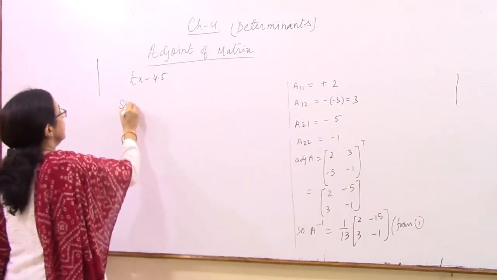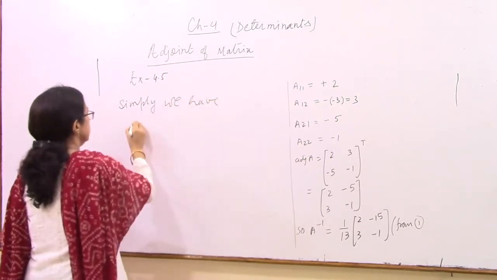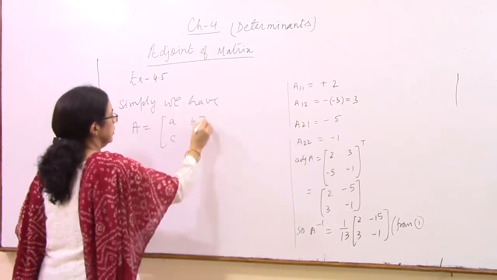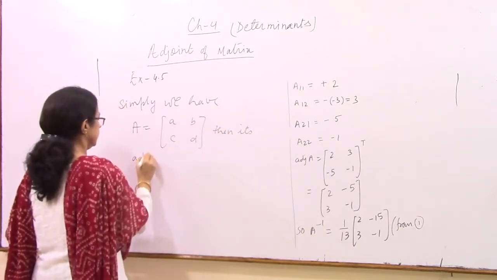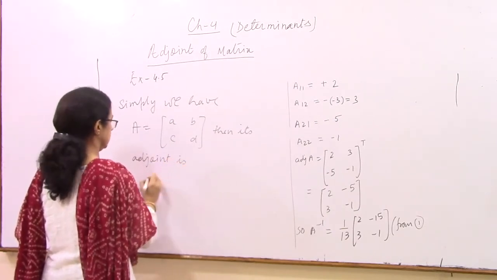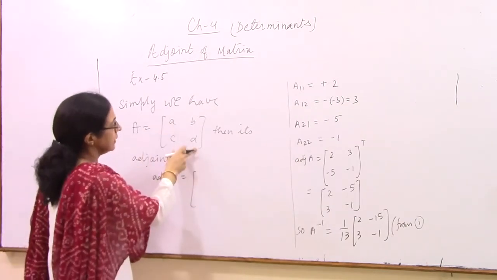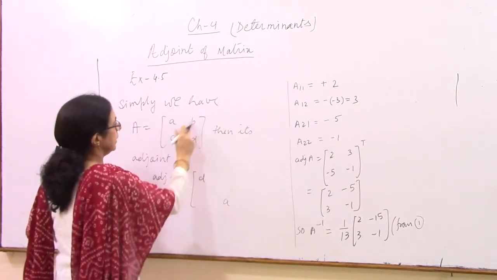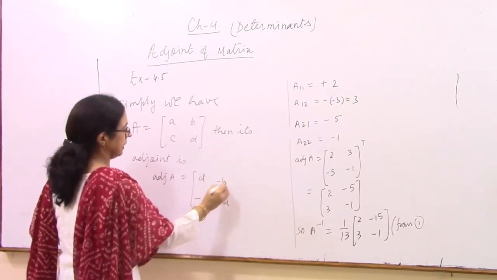Simply, if we have matrix A equal to [a, b; c, d], then its adjoint A is equal to, interchanging these two elements, that is d and a, and putting a negative sign at the off-diagonal elements, minus b and minus c.